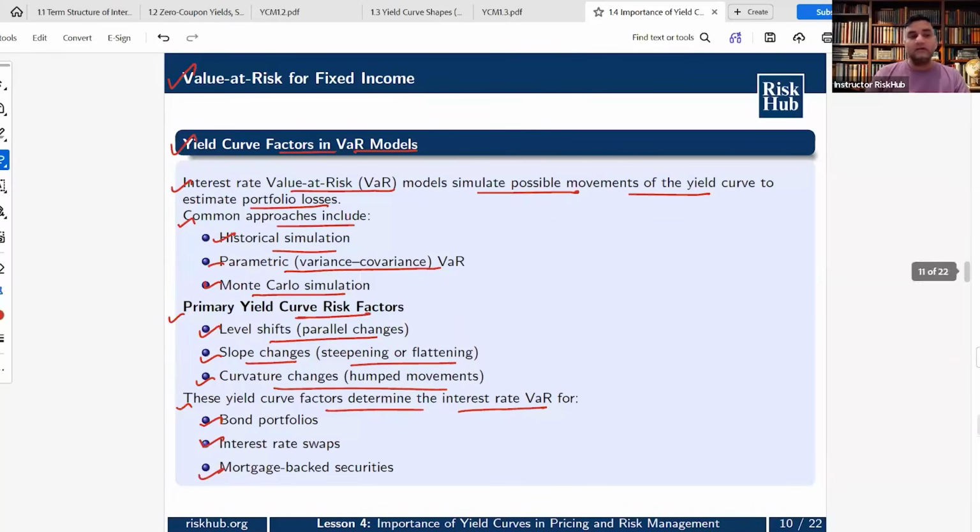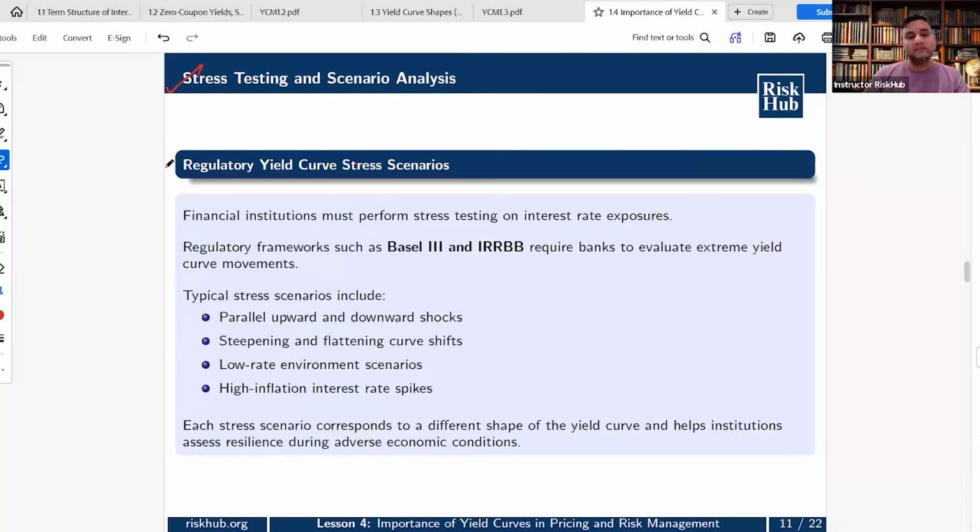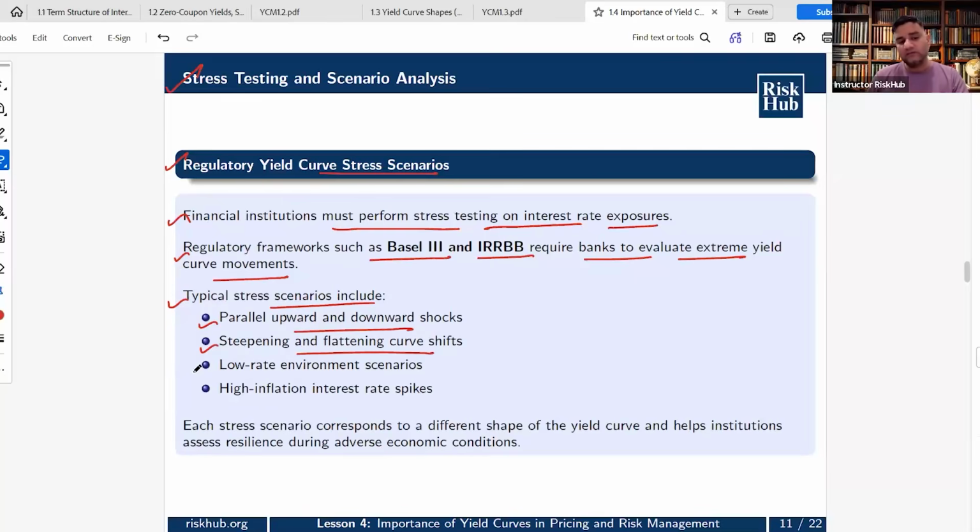Then we go to slide number 11, which is stress testing and scenario analysis, regulatory yield curve stress scenarios. Financial institutions must perform stress testing on interest rate exposure. That's simple. Regulatory frameworks such as Basel III and IRRBB require banks to evaluate extreme yield curve movements. Typical stress scenarios include parallel upward and downward shocks, steepening and flattening curve shapes, low rate environment scenarios, and high inflation interest rate spikes. Each stress scenario corresponds to a different shape of the yield curve and helps institutions assess resilience during adverse economic conditions.